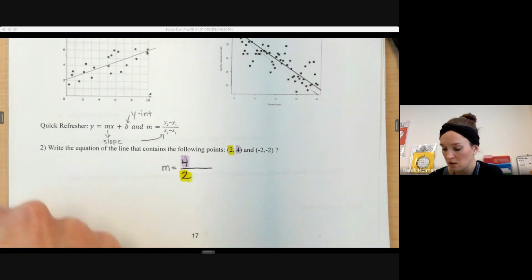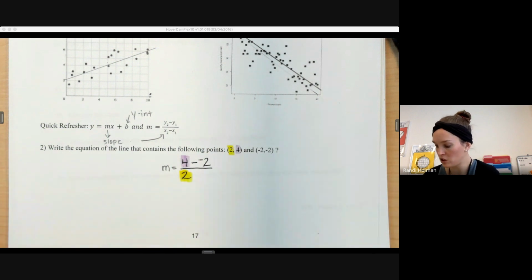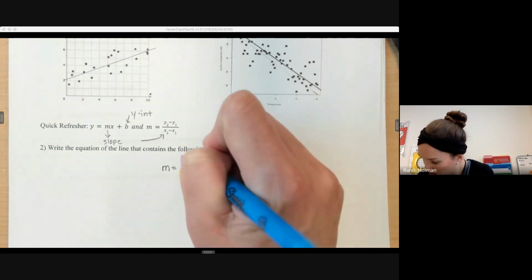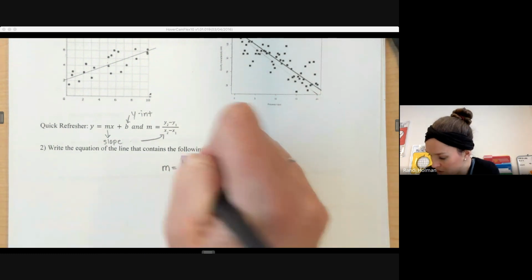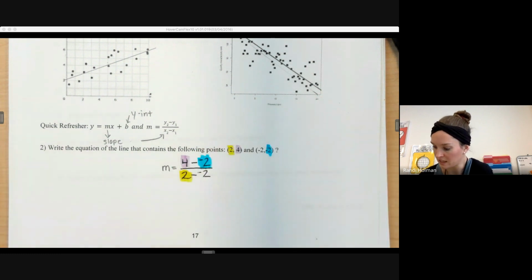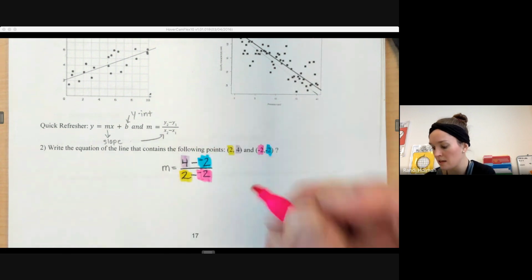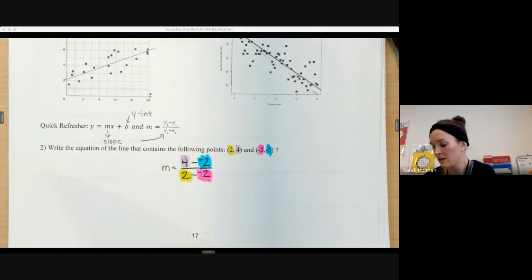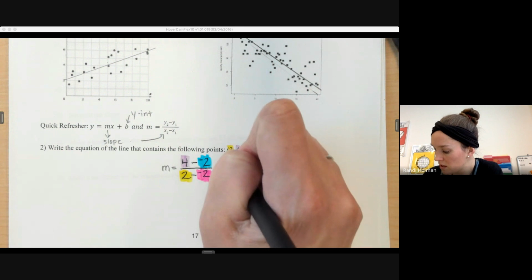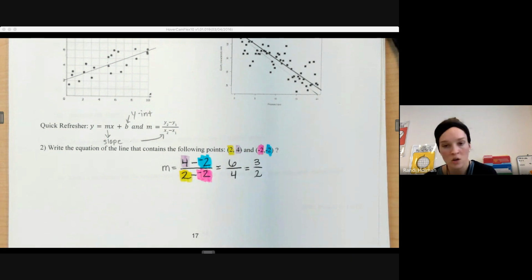You could have also started with -2. That's fine: 4 minus -2. That -2 is this one right here, to be really clear since there are two -2's here. And then in the denominator, we have 2 minus -2, where this -2 is this -2. So again, you could have done that completely backwards, as long as this y value goes with this x value and this y value goes with this x value. Then simplify your slope. 4 minus -2 is 6, and 2 minus -2 is 4. Simplify if you can, so this is 3/2. Once we have our slope, we still need to figure out what our y-intercept is.